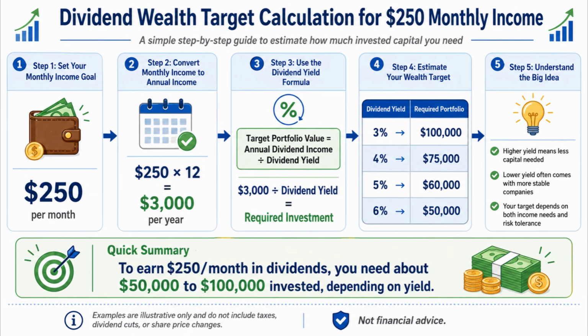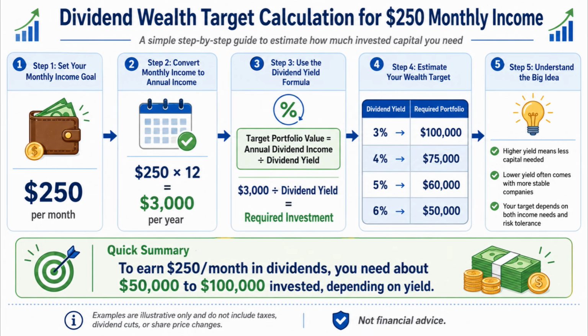Now, the important idea is that a higher dividend yield usually means less capital is needed to reach the same income goal. However, it is also important to remember that a very high yield can sometimes come with higher risk. On the other hand, lower yield investments may require more capital, but they can sometimes be linked with more stable companies. Therefore, the target amount depends on both your income needs and your risk tolerance.